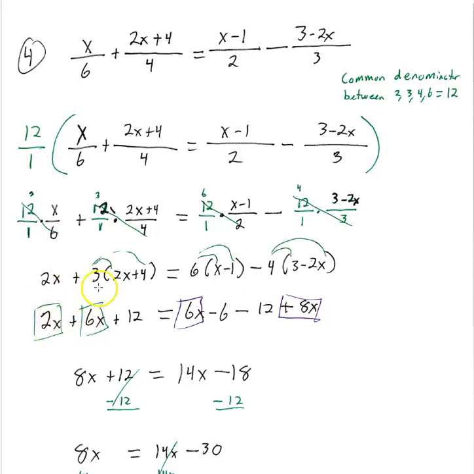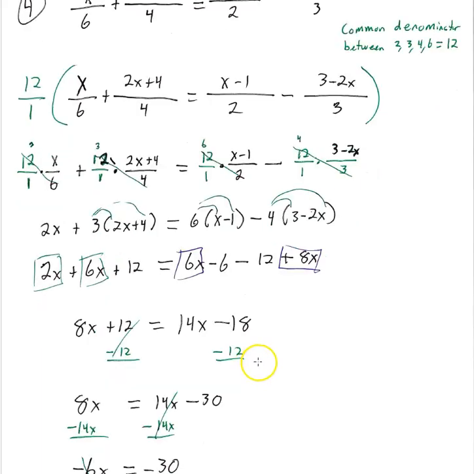2x comes down. I do my distribution, and I get 6x plus 12. Here I get 6x minus 6. Now here, don't forget to do minus 4 times 3 is minus 12. Minus 4 times minus 2 is plus 8. Okay, now we're in the cleanup stage.